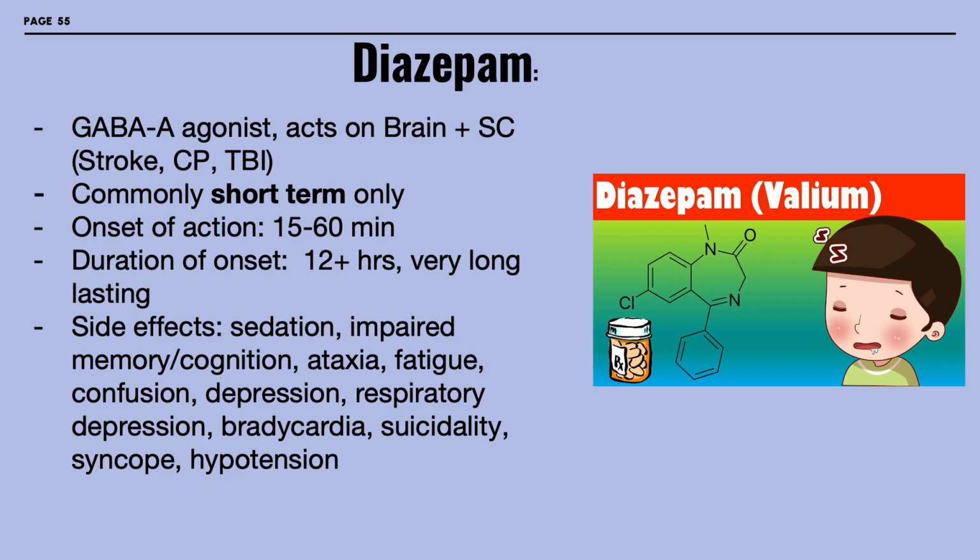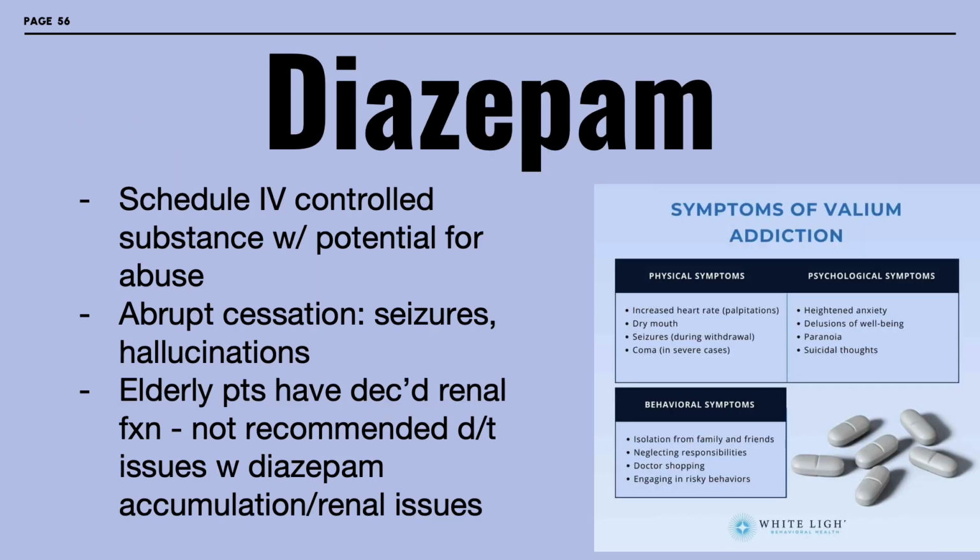However, it is a Schedule 4 controlled substance with the potential for abuse. Abrupt cessation can cause seizures and hallucinations. And you typically just don't recommend it for elderly patients with decreased renal function due to issues with diazepam accumulation and renal issues.